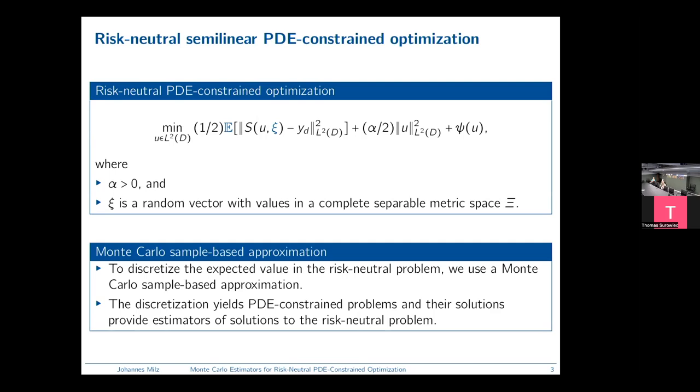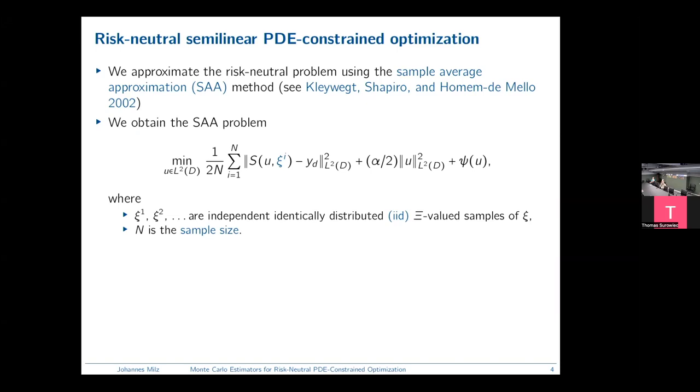This way we obtain a discretization of our risk-neutral problem, and the solutions to these discretizations are estimators to the solutions to the true problem. This specific approximation of the expected value is known in the literature as sample average approximation. What we do is we replace the expected value by a sample average. It's basic mean estimation, basically. And these xi_i's that we use are IID copies of our random vector, and N here is the sample size.